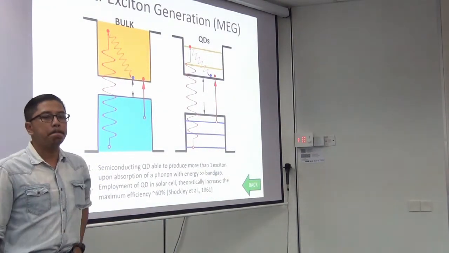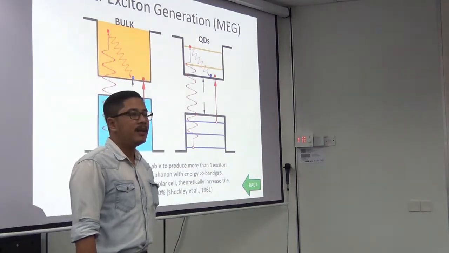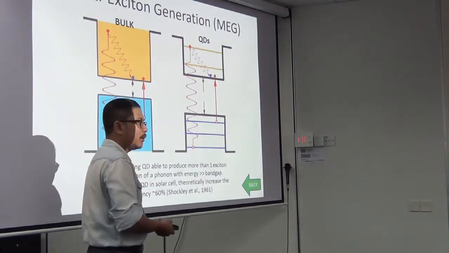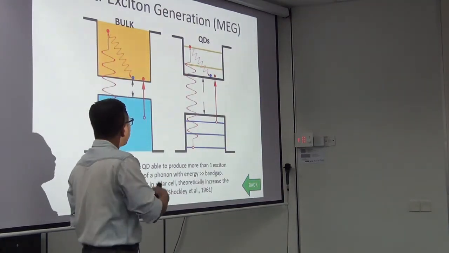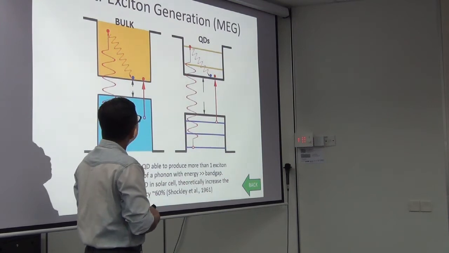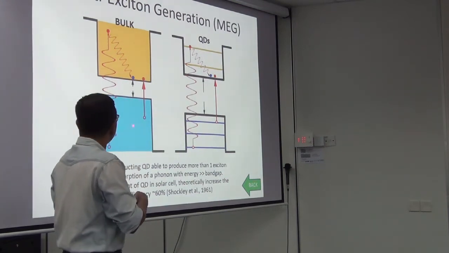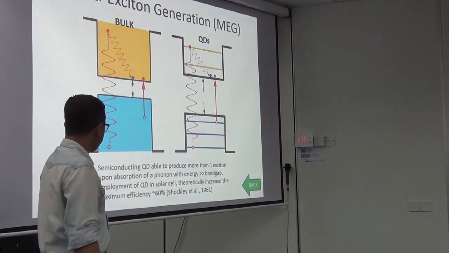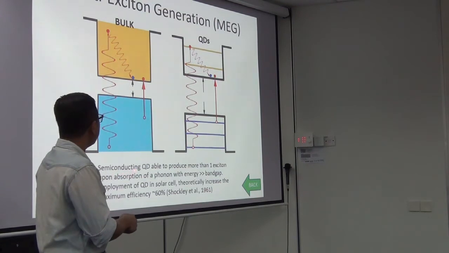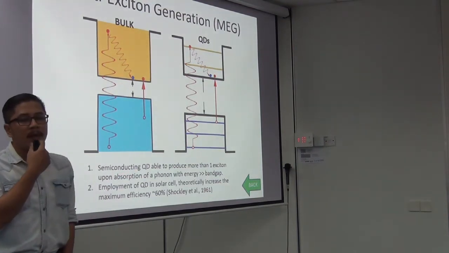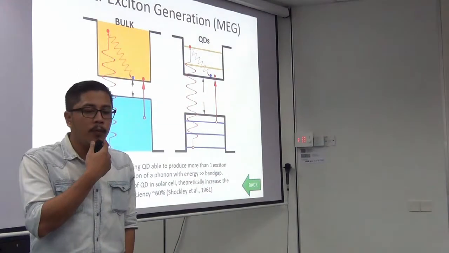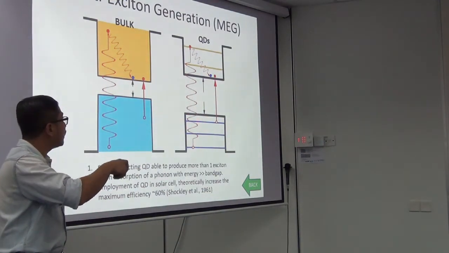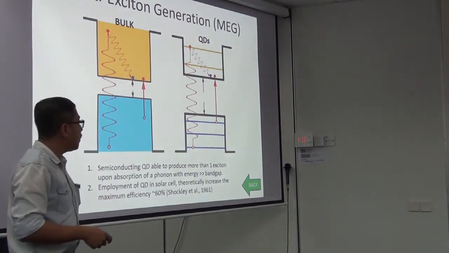This is the mechanism of multi-exciton generation. Just a quick recap, I've explained this a few weeks ago. So this is the bulk material. This is the quantum dot material. Semiconducting quantum dots are able to produce more than one exciton upon absorption of a photon with energy greater than the bandgap. This is the MEG. This is the quantum dots. And this is the mechanism of MEG.